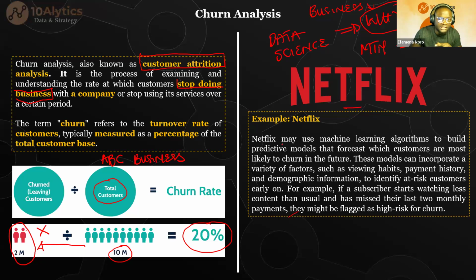So Netflix may use machine learning algorithms to build predictive models that forecast which customers are most likely to churn in the future. So you see the real life application of Netflix. Before you churn, before you leave, they want to predict when you would likely churn. At what point in time would somebody likely leave the business? So how do they know this? How would they be able to preempt this?